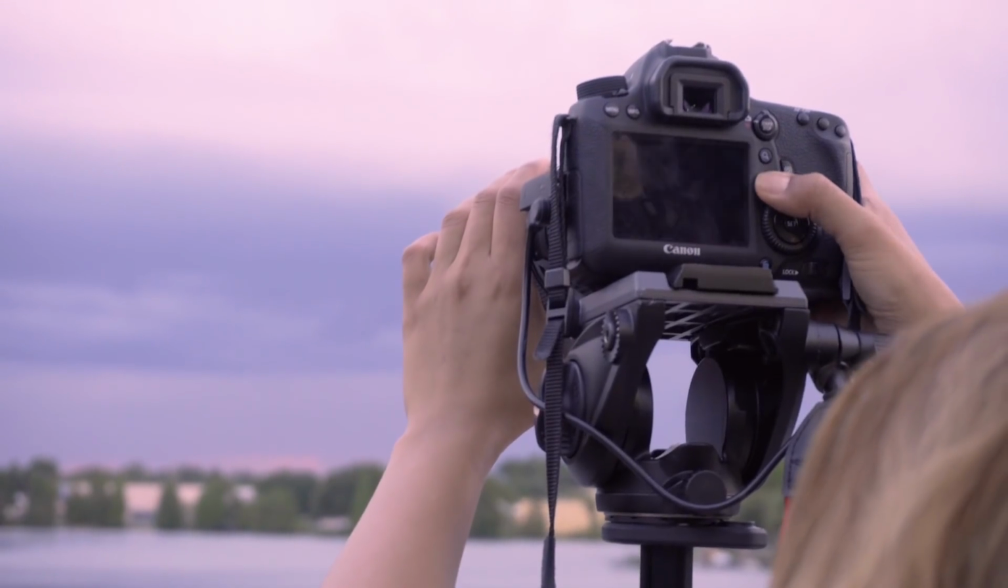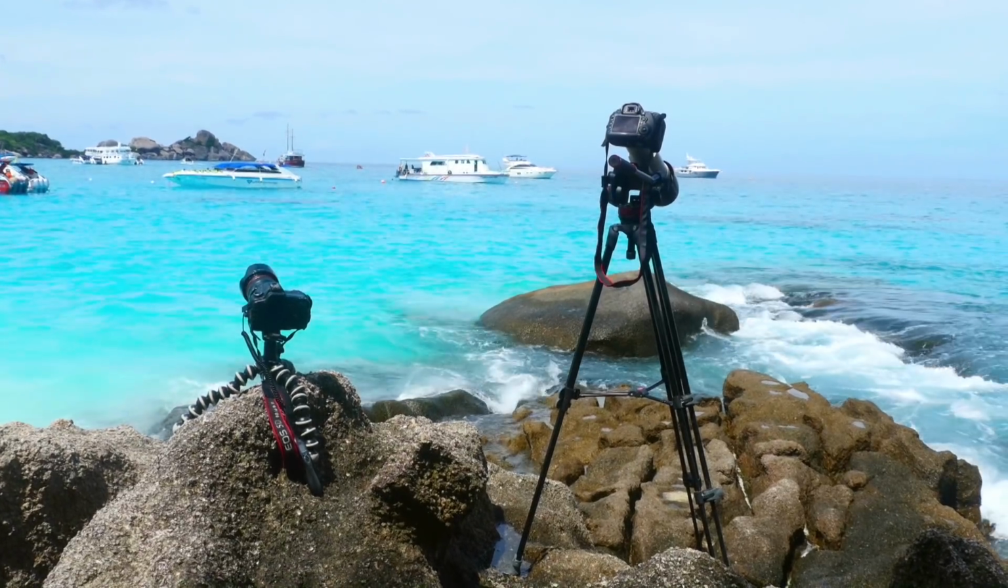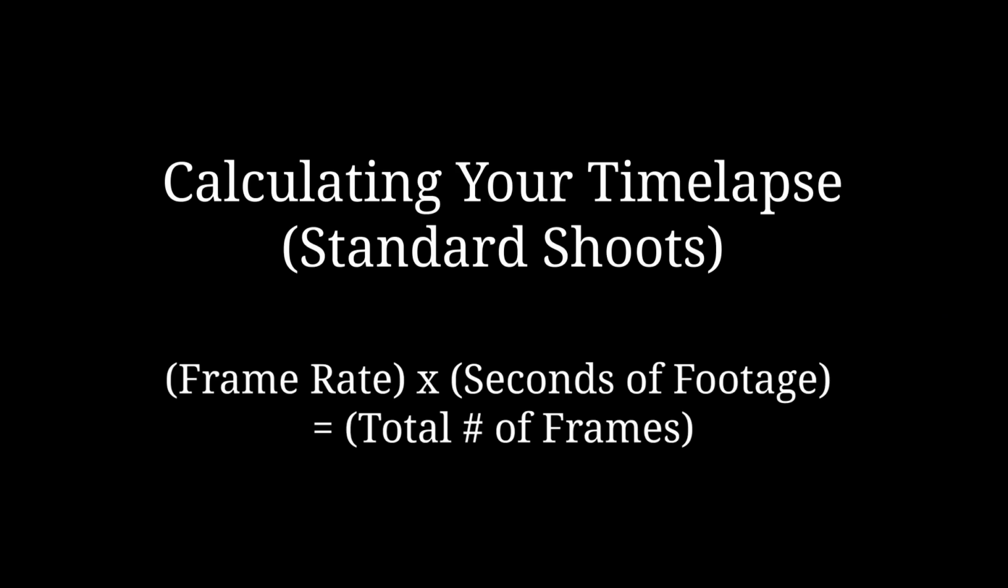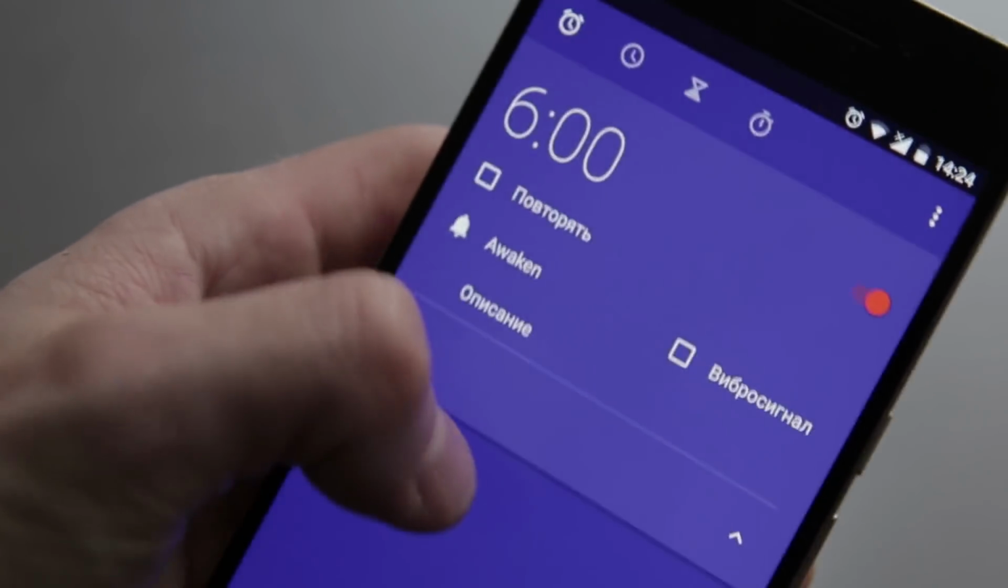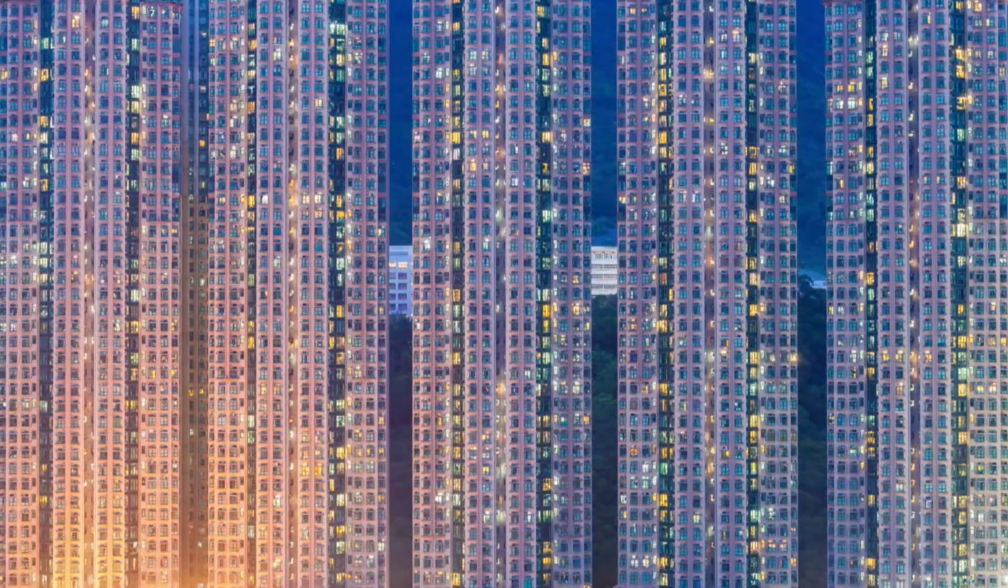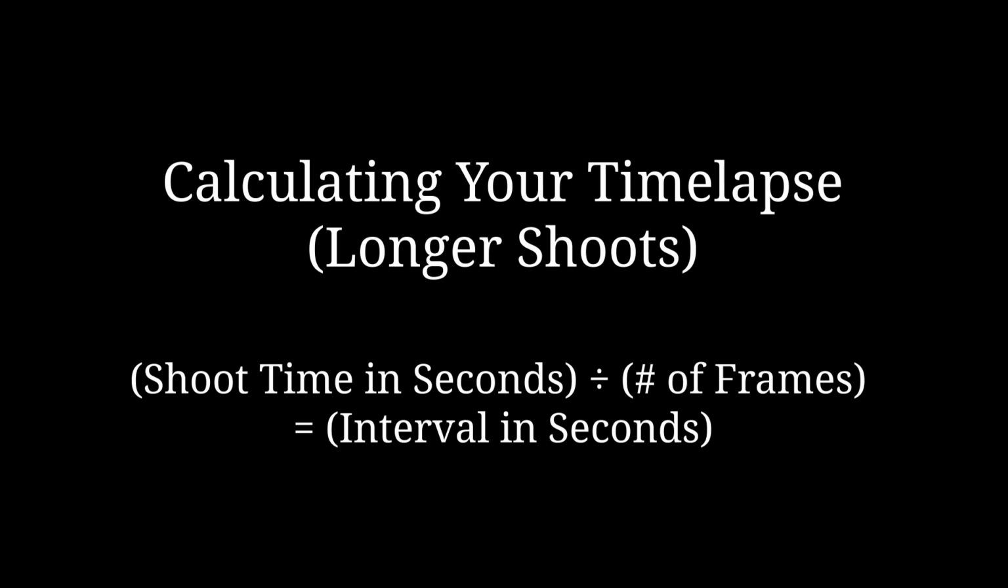Calculating your time-lapse isn't always necessary, but it's always helpful. To know how many photos you need to take for your time-lapse, simply multiply your frame rate by the number of seconds of footage you want, giving you the total number of frames you need to capture on your shoot. To calculate the time needed between photos on longer shoots, like for a day-to-night transition or a flower growing from seed, change your overall shooting time into seconds and then divide it by the total number of frames you want. That's how long you need to wait between each photo, giving you the desired number of frames.